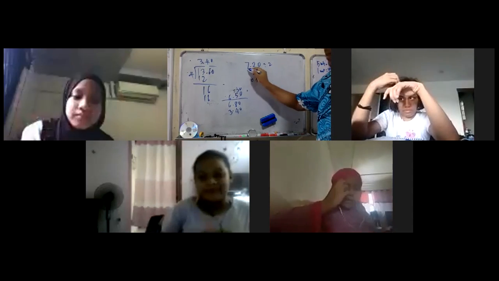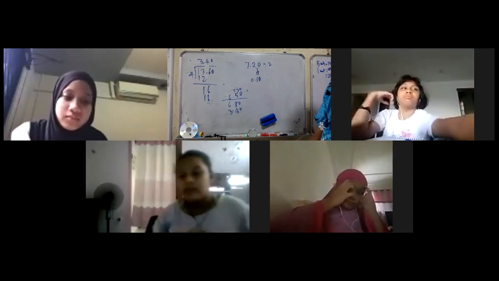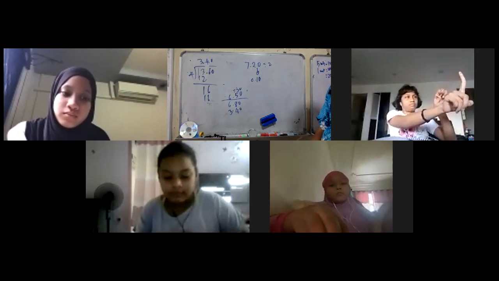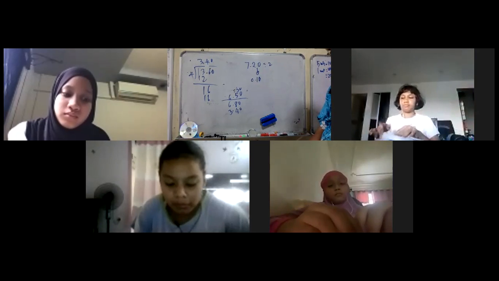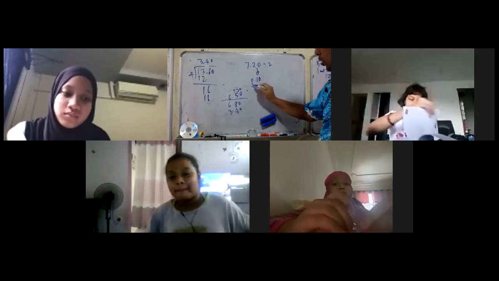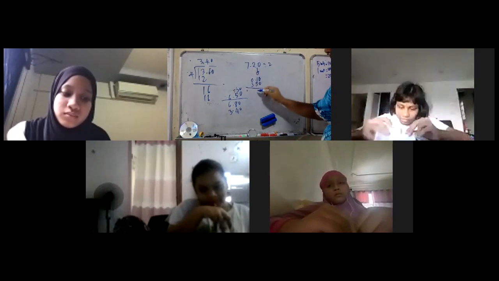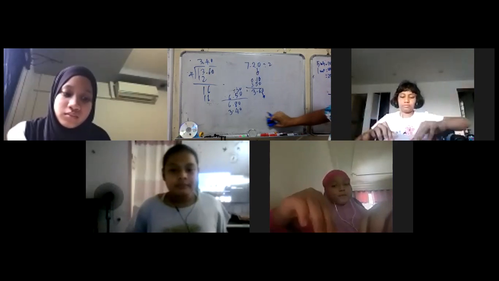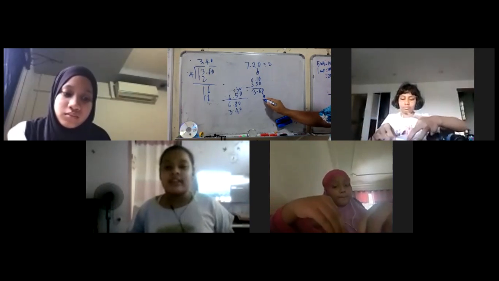Then $7. Half of $7 is how much? Half of $7. $7 divided by 2. How much is it? 350. So 350 here. I add the 10 cents, become 360. Now divide by another 2. Divide the 60 by 2. What do you get? 30 cents.